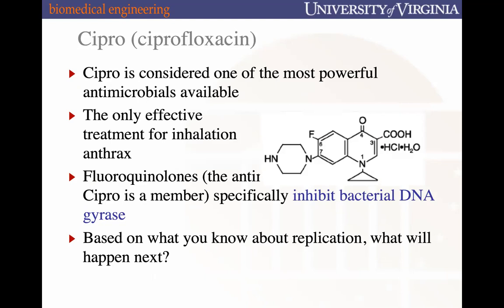It falls within a class of antimicrobials called fluoroquinolones. And so what's noteworthy and what's really important to know about them is that based on their chemistry and their structure, they can actually inhibit bacterial DNA gyrase, bacterial type 2 topoisomerase. And so based on what we know about replication, based on what we know about gyrase and type 2 topoisomerase, what do we suspect will happen as a result of inhibiting bacterial DNA gyrase? Liam?